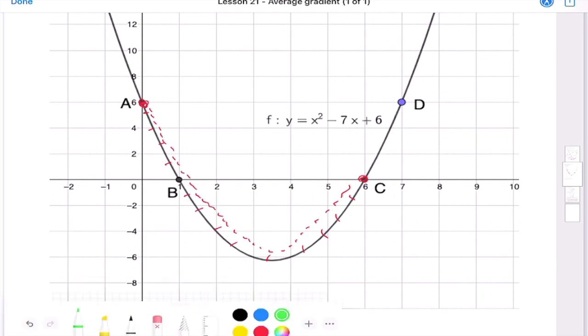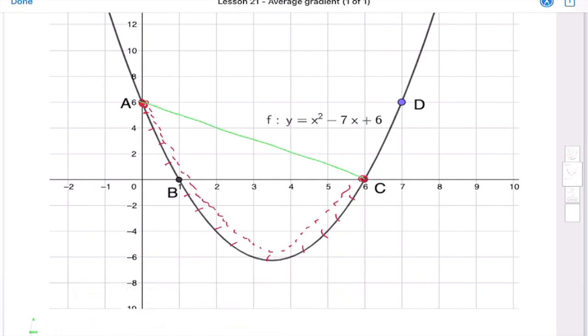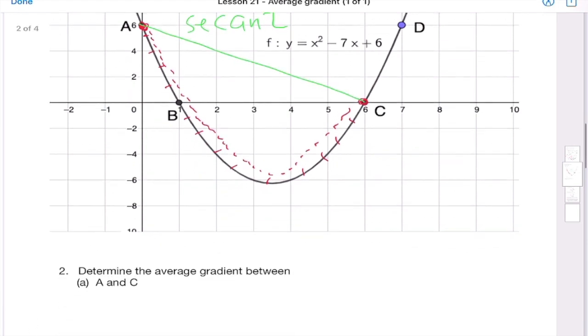The average gradient between A and C is just defined as the gradient of the line joining points A and C. So we just need to look for the gradient of that line. That line is called a secant. We shall study more of secants in grade 12. So let us answer this question.